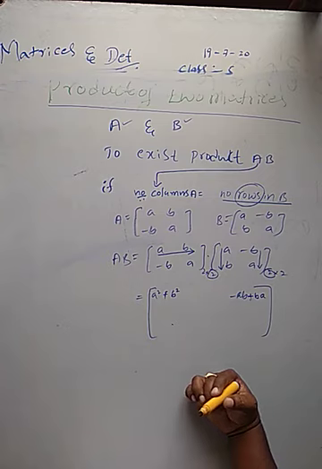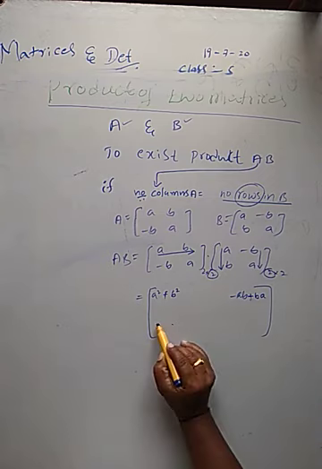Then come to the second row. Second row means below. So, here we are coming here.